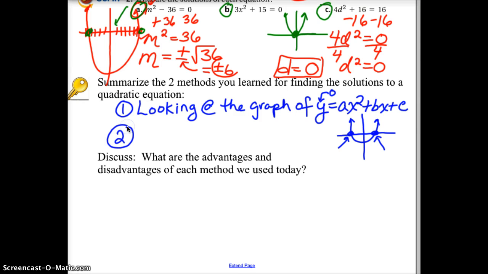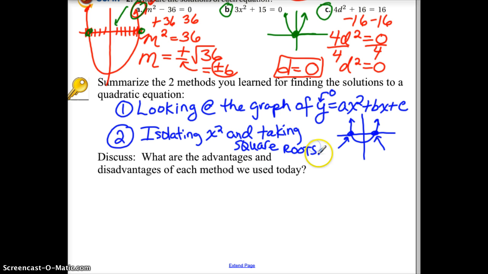In part 2, we did it by isolating x squared and taking square roots. This is great, but the problem with it is, and the reason we have to teach you more methods, is what we'll explain down here. It says, what are the advantages and disadvantages?